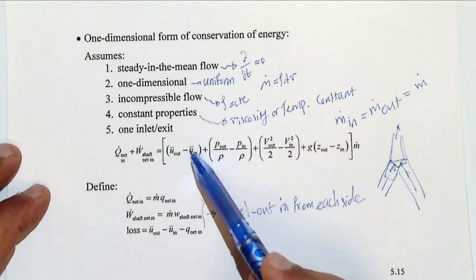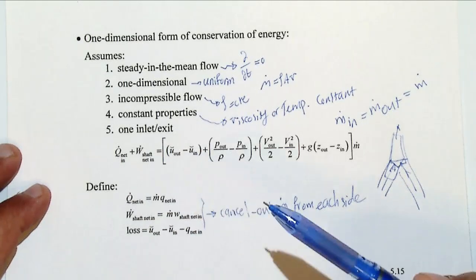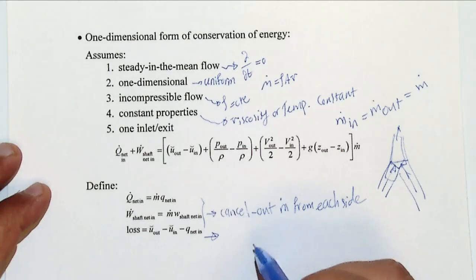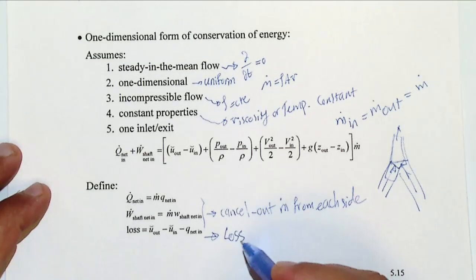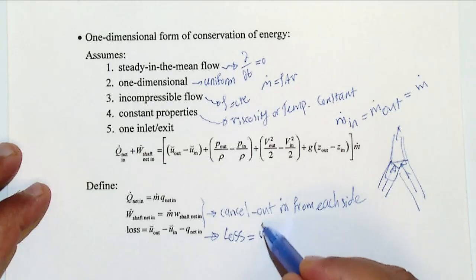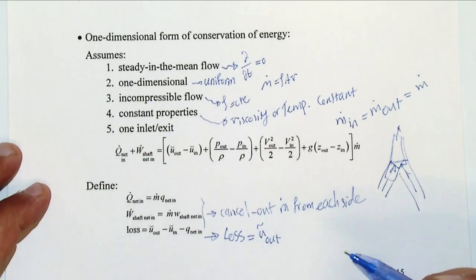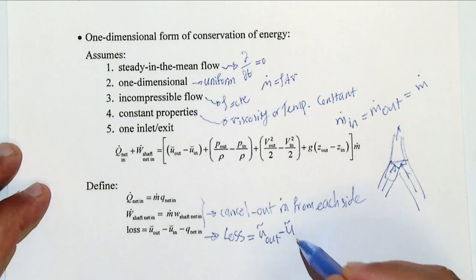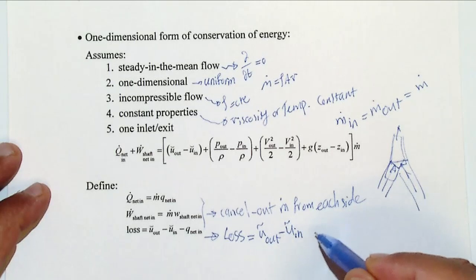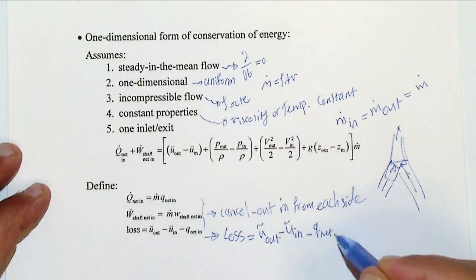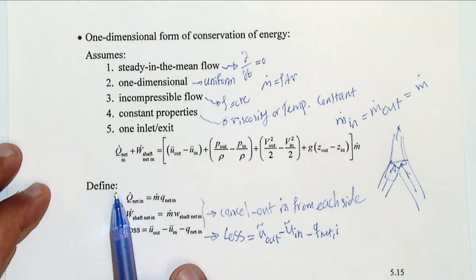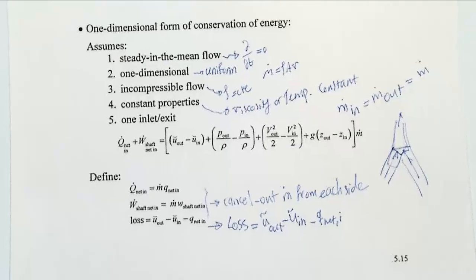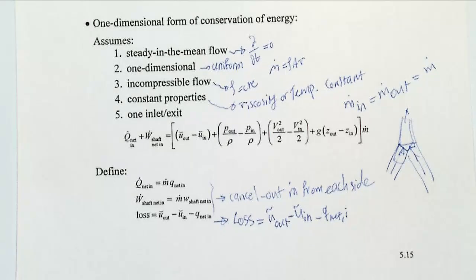If you bring that to the other side, you can assume that this is your loss, okay? Just assume that. We'll talk about why this can be assumed as a loss. So we can say that our loss is going to be U hat out, the total internal energy that goes out, minus the total internal energy that comes in, minus Q net. Just assume that. Again, define that. It doesn't mean that it has to make sense, but the final equation will make sense. There is a reason behind that. We'll talk about it. Okay, so you did that.